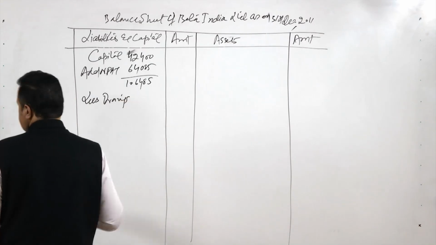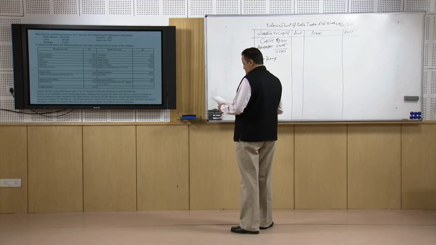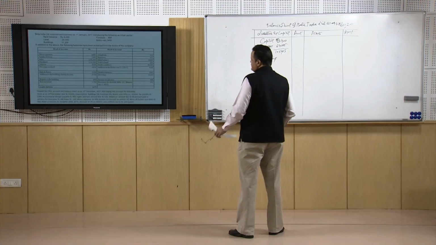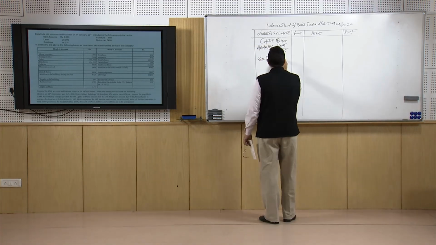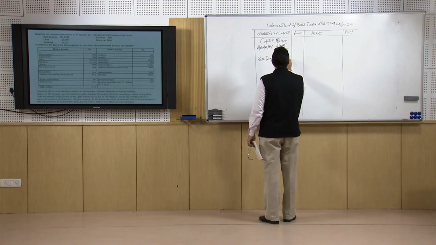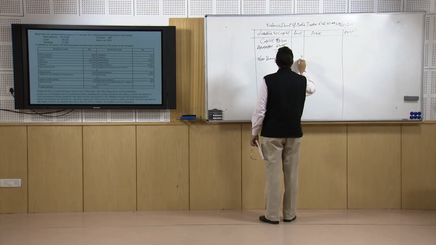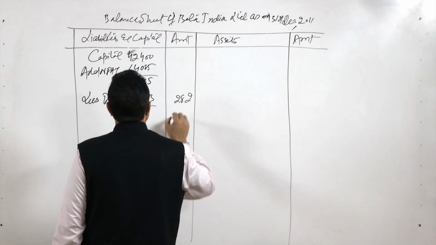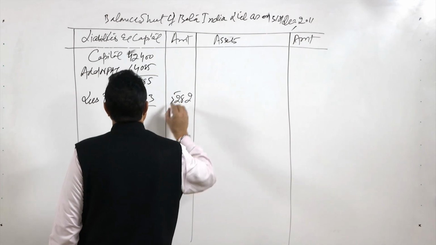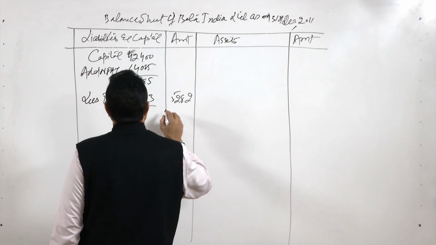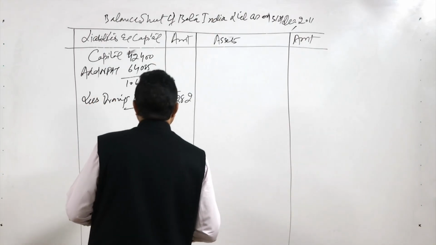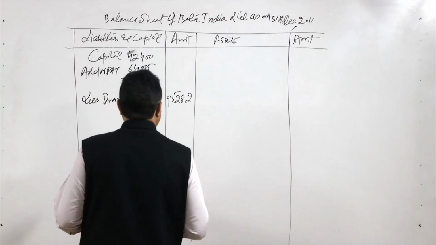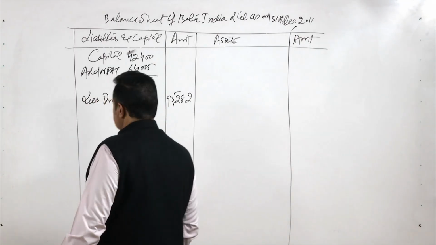Is there any interest on the drawings? I do not think so. There is no interest on the drawings, so the drawings are 11,203. If you subtract this amount, it is 95,282. Yes, 95,282 is the capital.